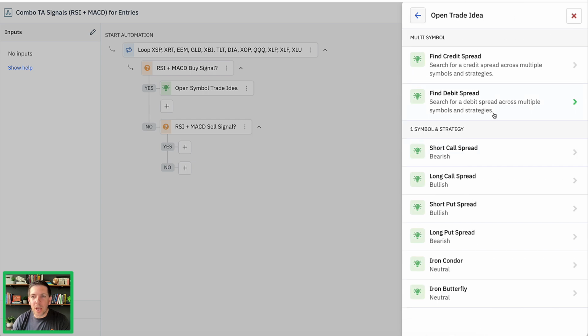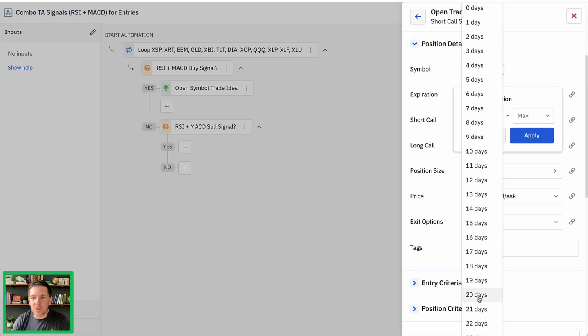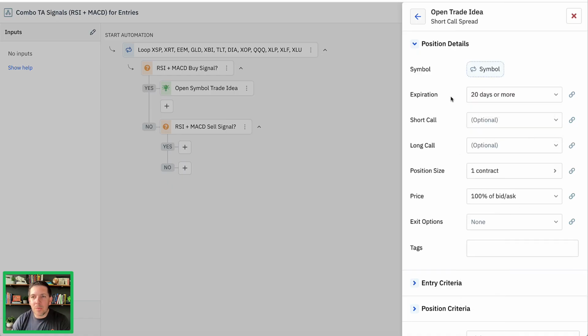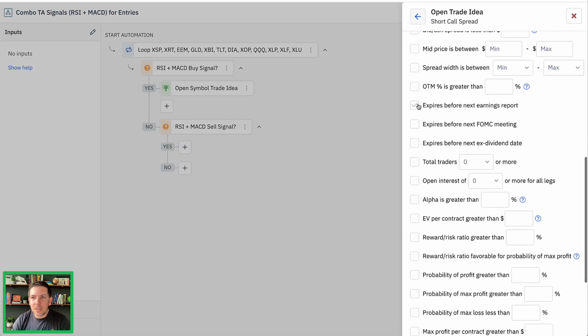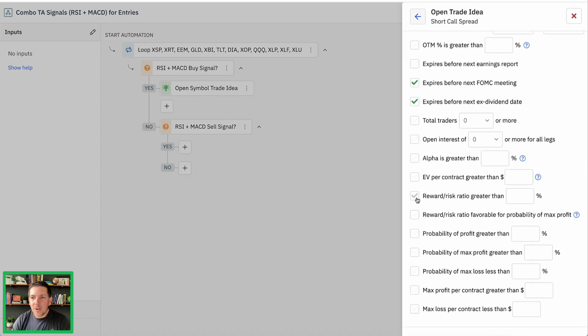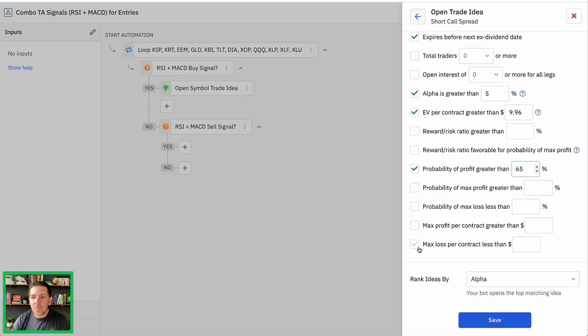So we would open a new trade that is a short call spread in this case. Again, you could do some of the similar setup or do some things a little bit different. Maybe for a short call spread, your entry criteria is a little bit different. Still want to expire before the next FOMC meeting, no ex-dividend date, risk reward, or let's do alpha greater than 5%, expected value, let's say greater than $10 this time, and probability of profit greater than 65%. Max loss, you're willing to do $250 on this one.